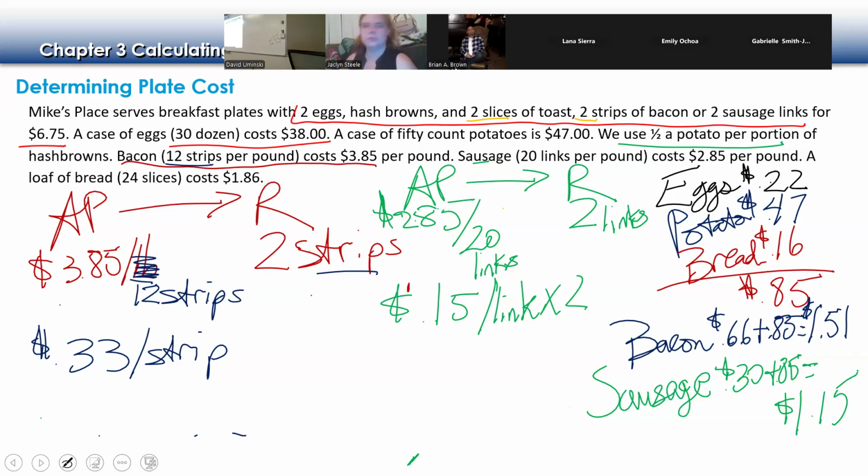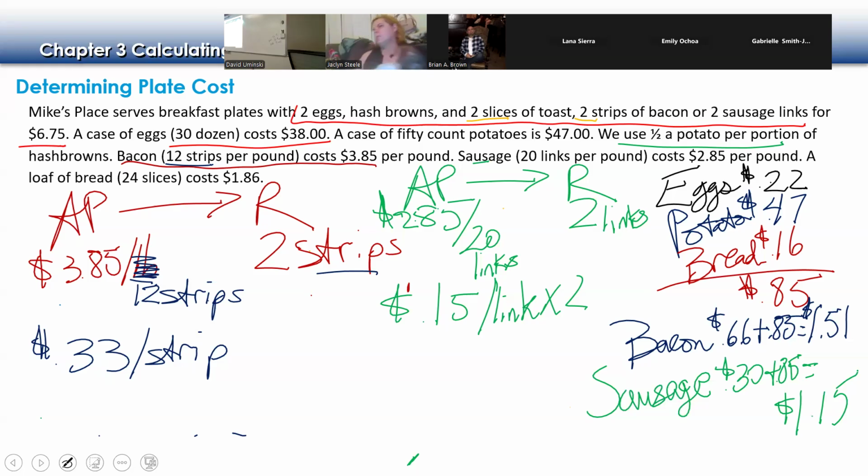Now I could have one price for sausage and one price for bacon on my menu, but that's a lot to keep up with. So just charge one price. Whatever is the more expensive one, use that to base your selling price on. That way, every time someone orders bacon, you know at least your costs are covered. But every time someone orders sausage, you're going to make a little bit of extra profit.